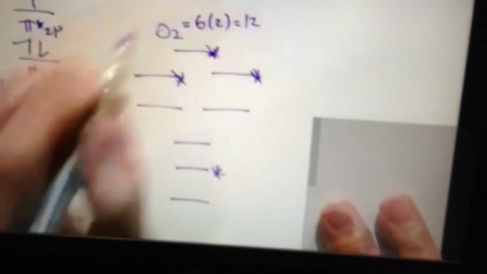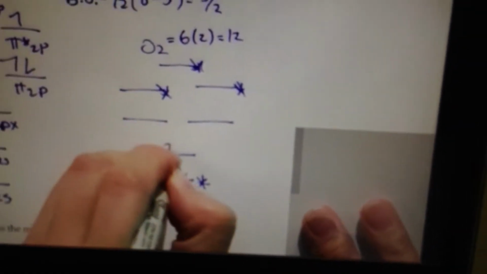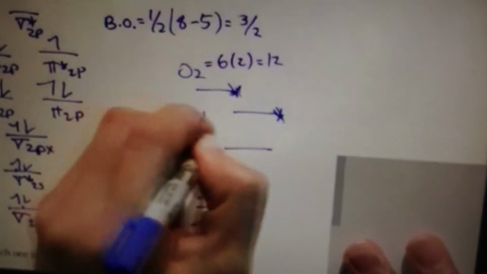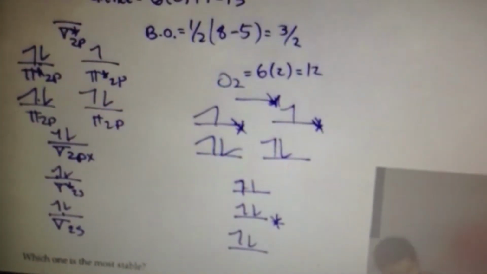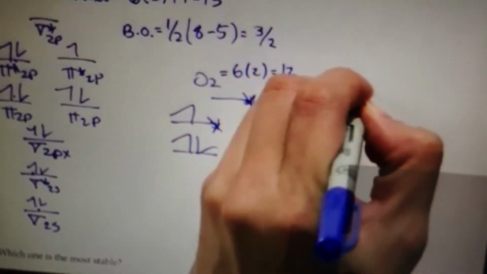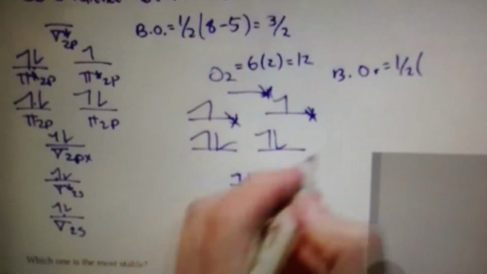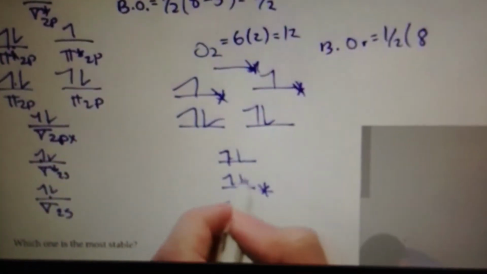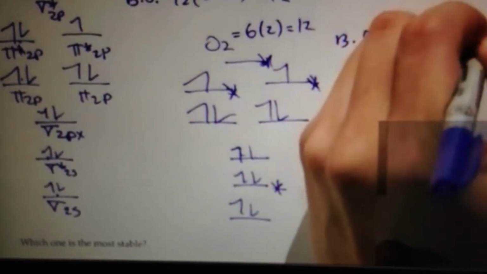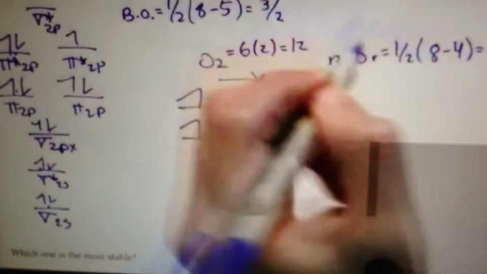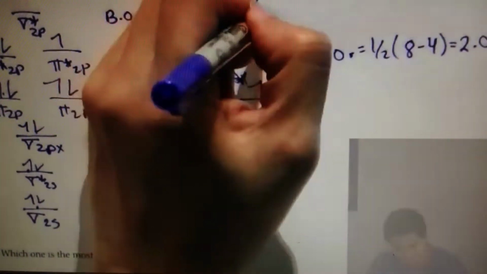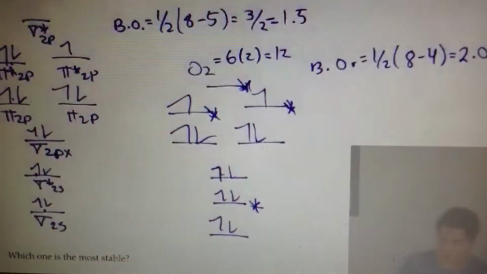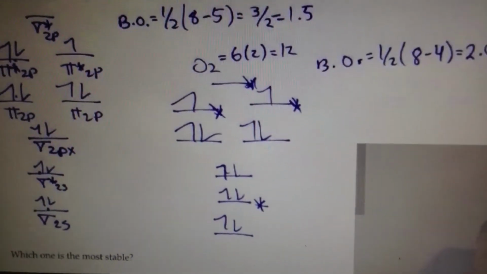So for O2, it's going to be 6 times 2 equals 12. So that's 1, 2, 3, 4, 5, 6, 7, 8, 9, 10, 11, 12. Okay, so what would be my bond order? 1/2 times 8 minus 4, so that's 4 divided by 2 is 2.0. Okay, this one was 1.5, by the way. 2.0, 1.5. Okay. Questions on that?